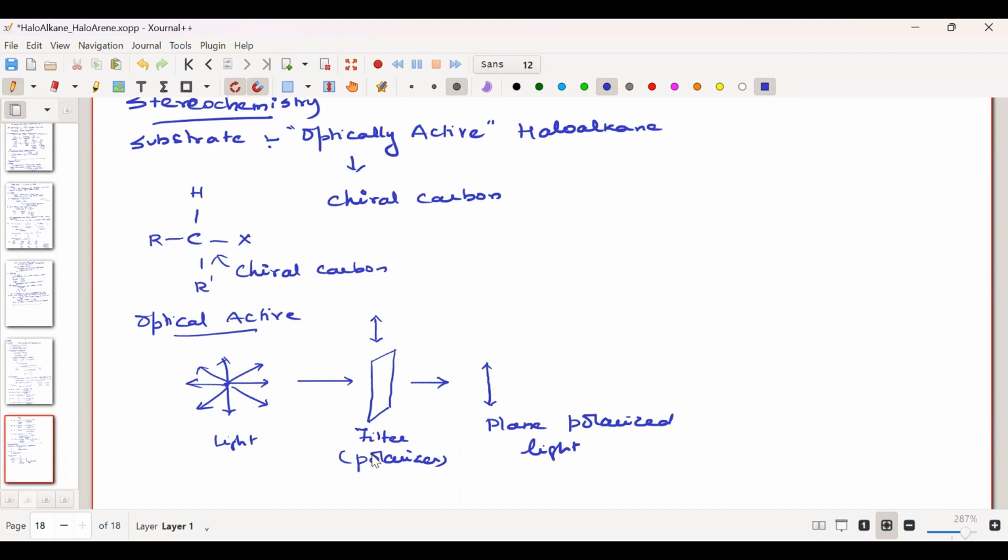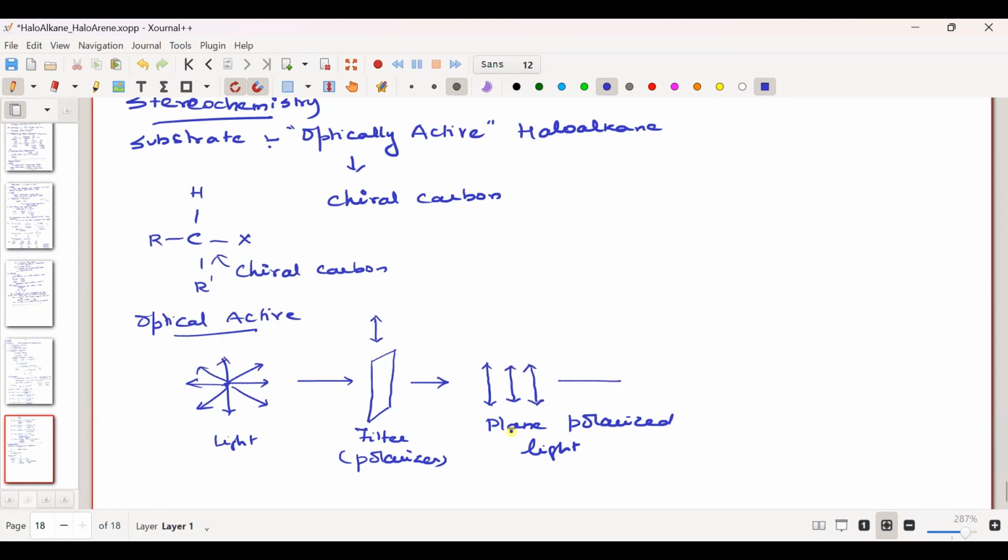This is in our wave optics. But last year, polarization was sometimes deleted. If polarization is deleted, we will study Brewster's law and all those things there. But the light that is coming out here, we call it plane polarized light. Clear? Yes.